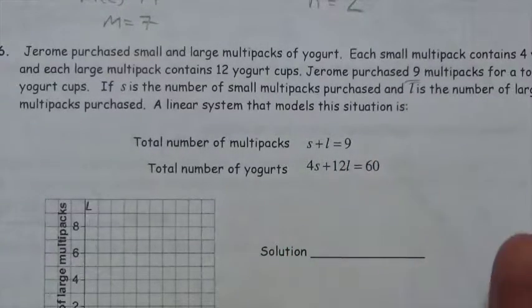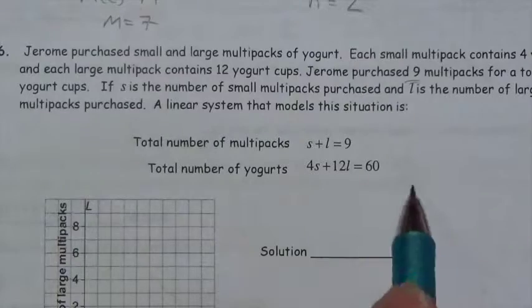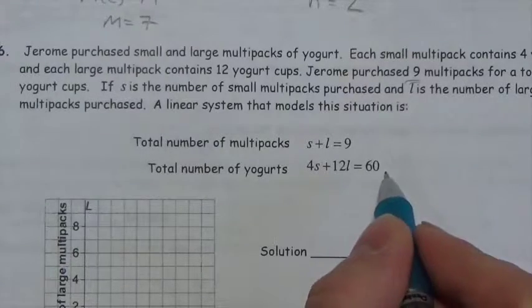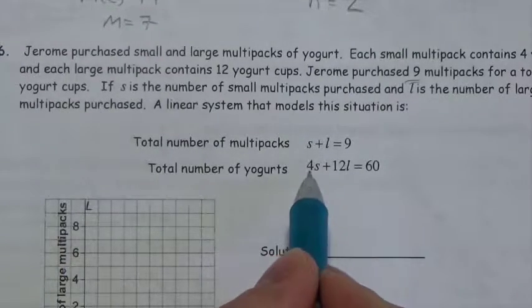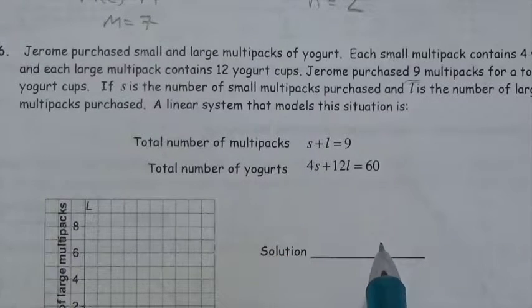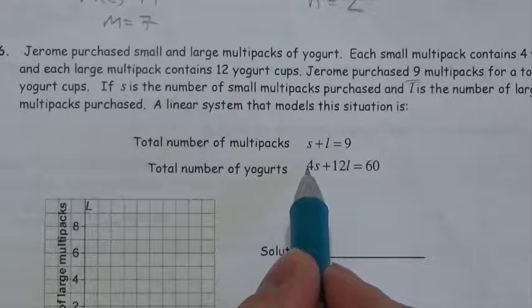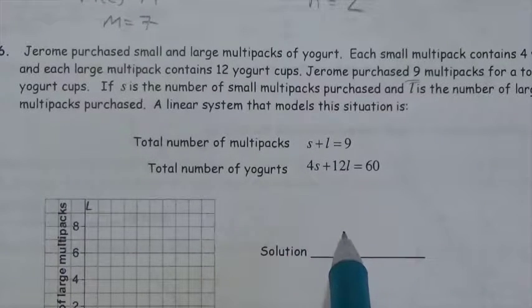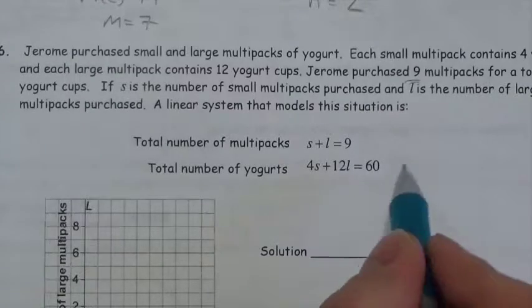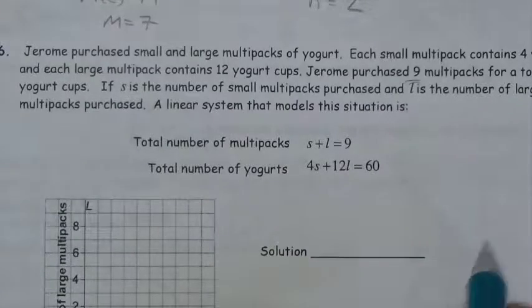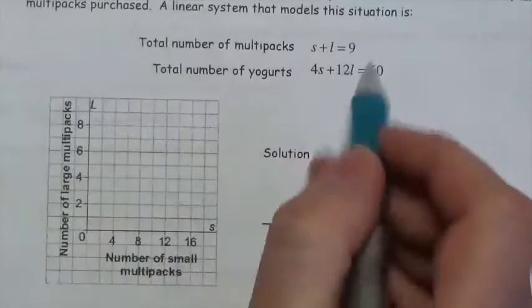He purchased 9 multi-packs and got a total of 60 yogurt. Now, how did he get that? Well, for every small multi-pack, he's got 4 yogurt, and for every large multi-pack, he's bringing in 12 yogurt. So S times 4 plus L times 12 has got to equal 60. Okay, now we're going to graph this.